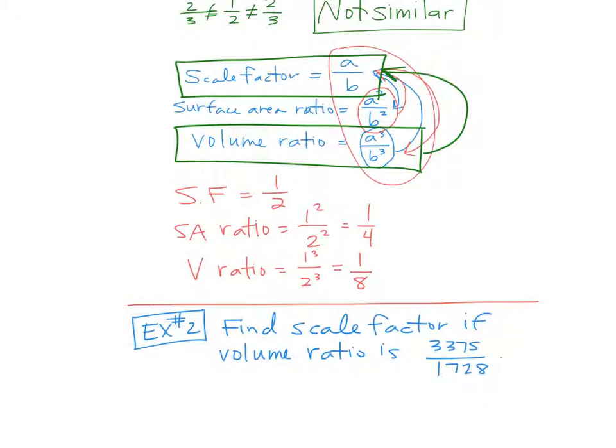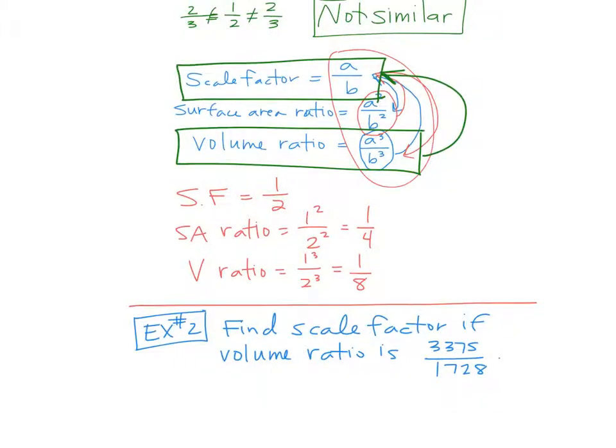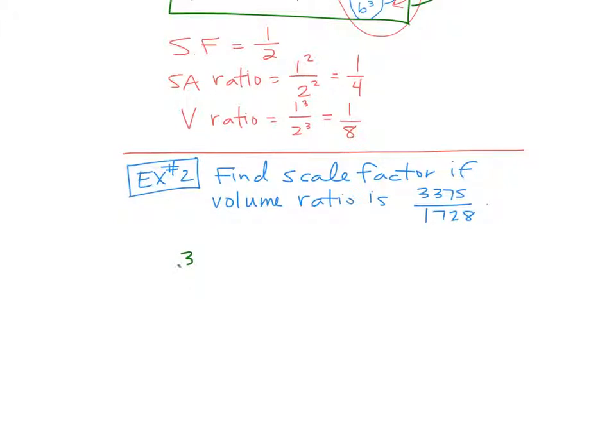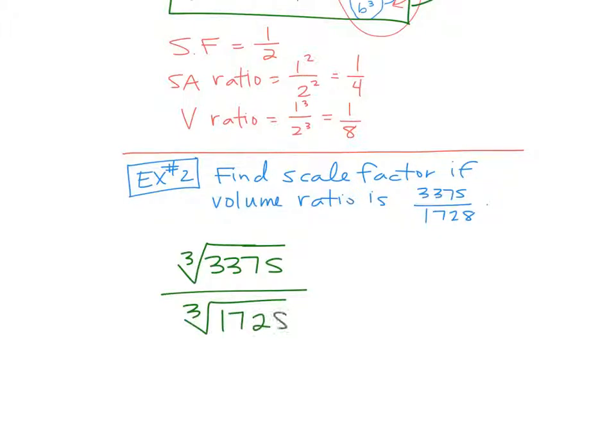There's no squaring. We're not trying to get to area. We're just trying to get to scale factor. So if I cube root 3,375 and I cube root 1,728, I get 15 on top. And maybe you want to plug these in just to make sure you're cube rooting correctly. 12 on bottom. Okay.